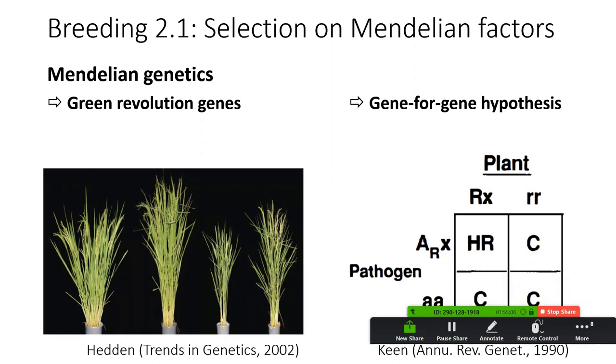Actually, the green revolution genes, which brought about dwarfing genes in cultivated varieties of rice and wheat, were just a few loci that were in progress. And also for modeling major effect resistance loci, it was done through the gene-for-gene hypothesis. We relied on the compatibility between a genotype at a particular locus in the pathogen and a genotype at a particular locus in the plant.